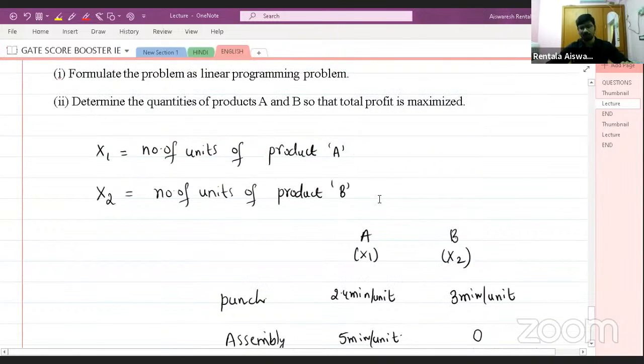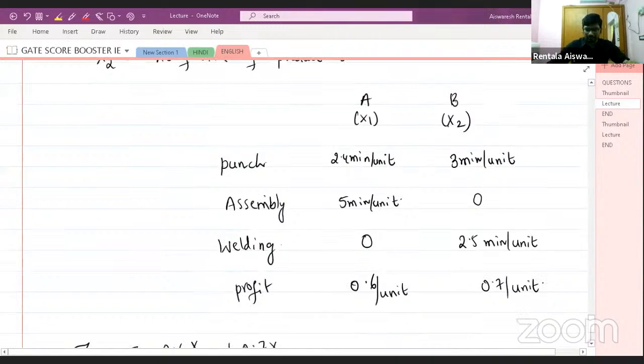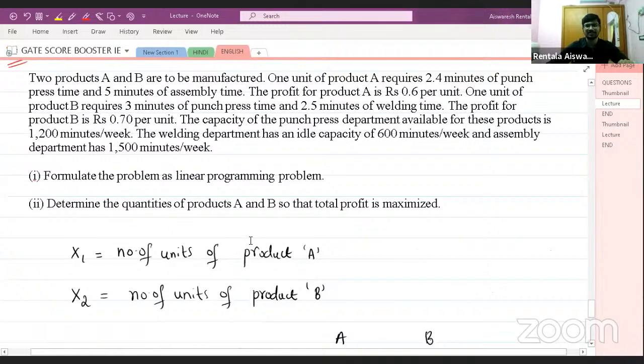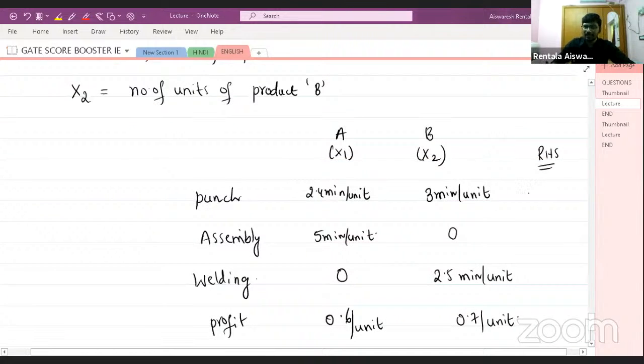Remember? Now, if you look further, some more data was given. Let us say this is the RHS. Some limitations are given for punching, assembly, and welding, some time limitation. We can say resource limitation is there. You can see the capacity of the punch press department available for these products is 1200 minutes per week. So only 1200 minutes are available.